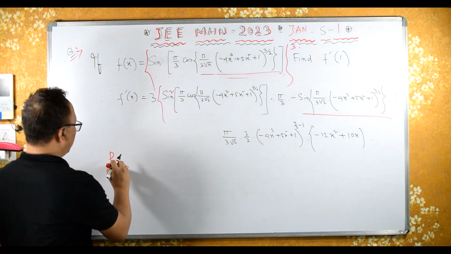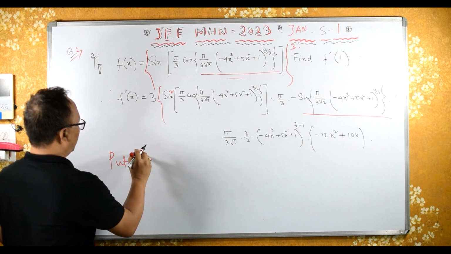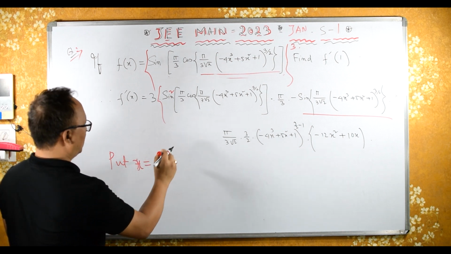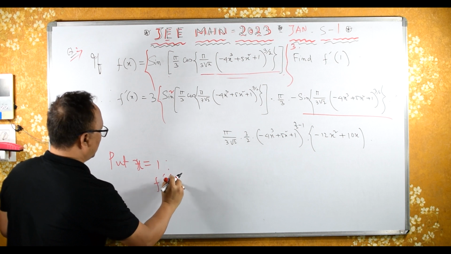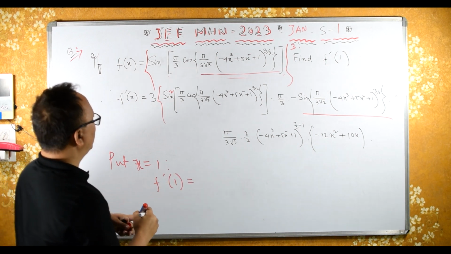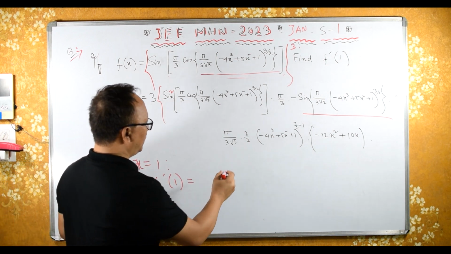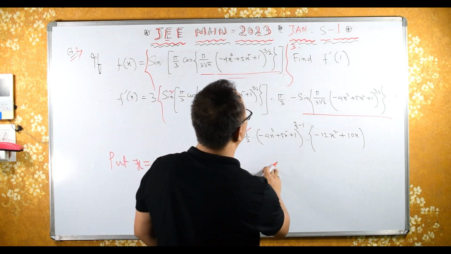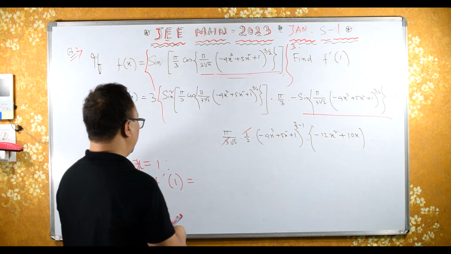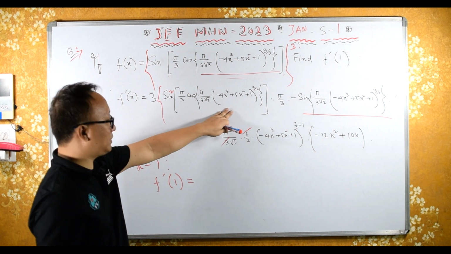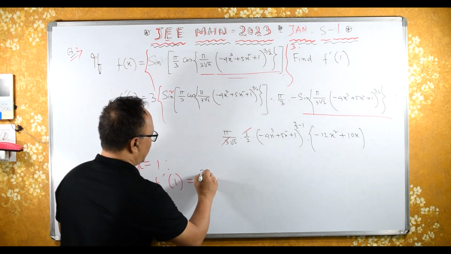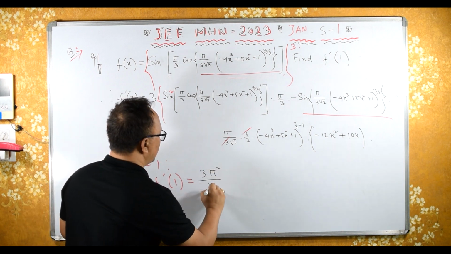You have to substitute x equals 1. Therefore f dash 1 equals what? You substitute 1 instead of x. Here you will get some terms which cancel. Here 3, and you substitute x equals 1 over here. Whatever x you substitute as 1, you will get 3 pi square upon 16.